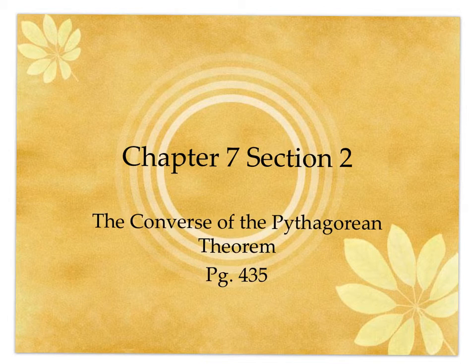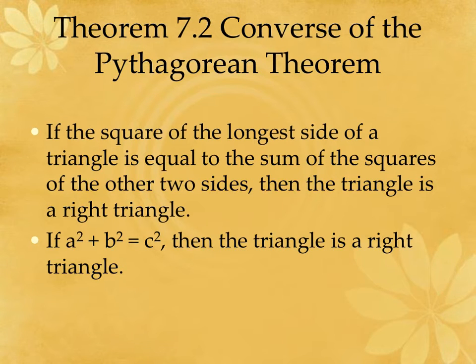See, you could have taught today's lesson. If a squared plus b squared equals c squared, then it's a right triangle. So that's 1/3 of what you're learning today, but that's the first one. The converse of the Pythagorean theorem: if the square of the longest side of a triangle is equal to the sum of the squares of the other two sides, then the triangle is a right triangle. Or if a squared plus b squared equals c squared, then the triangle is a right triangle.